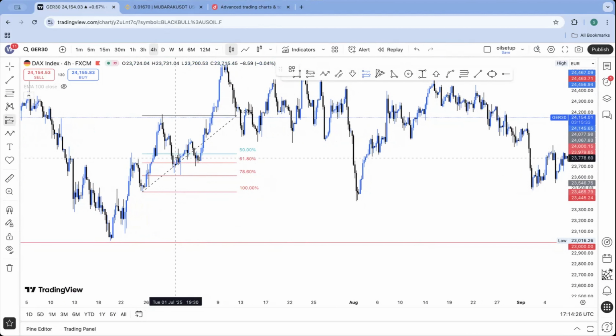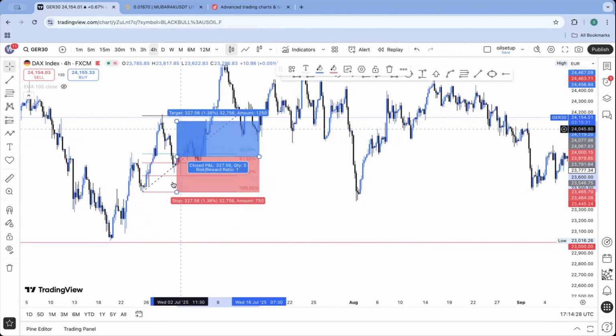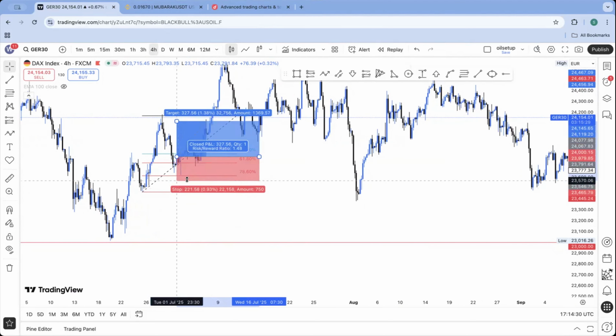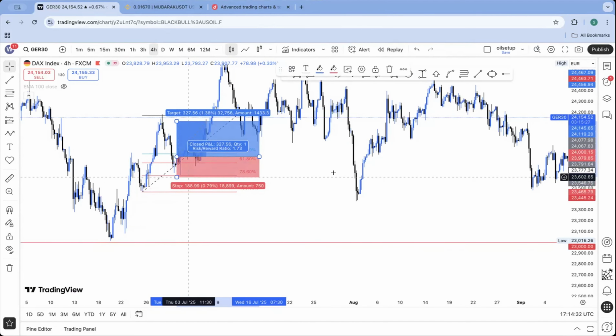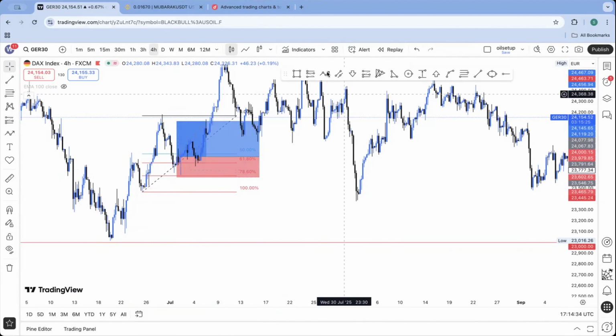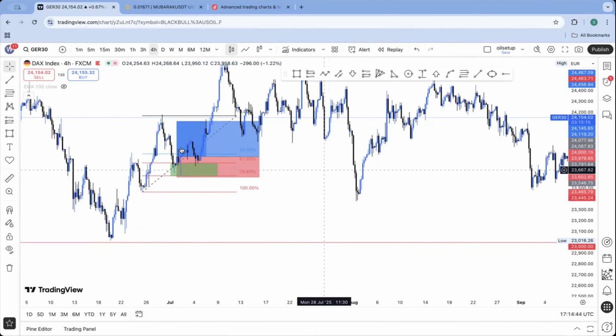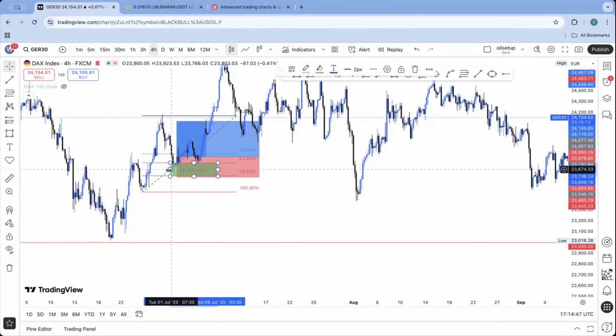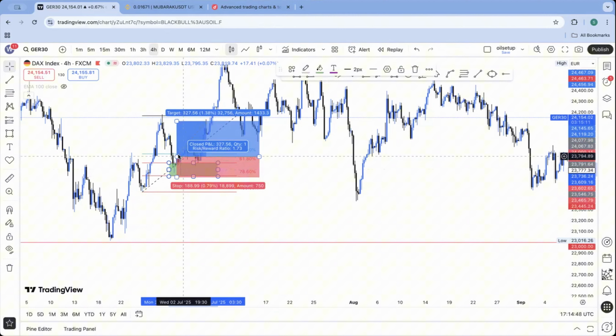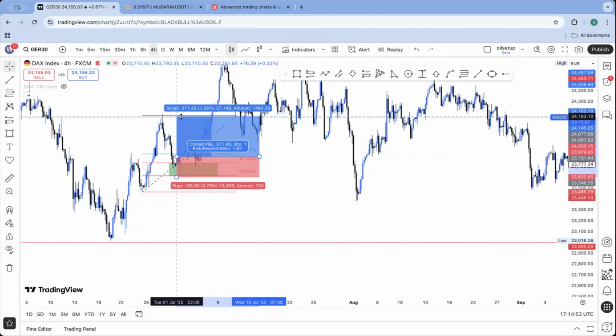from this zone, from here, and put our stop loss right below the range, because obviously price came to our 61.8 and 78.6. So here becomes our entry point. We buy from this zone, and where we got the confirmation, we target that level.